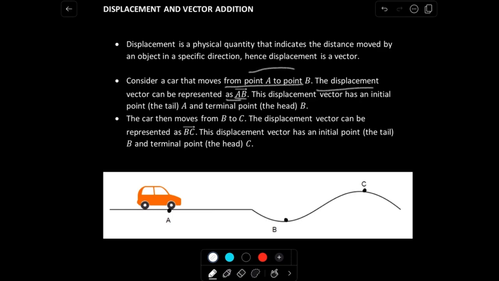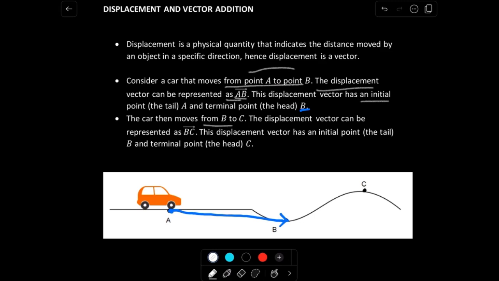This displacement vector has an initial point A, which is the tail. So let's represent the initial point there at A, and the terminal point, or the head of this vector, is at B. Let's connect the initial point to the head of the vector. So that's how the car is moving. It's moving from point A to point B.